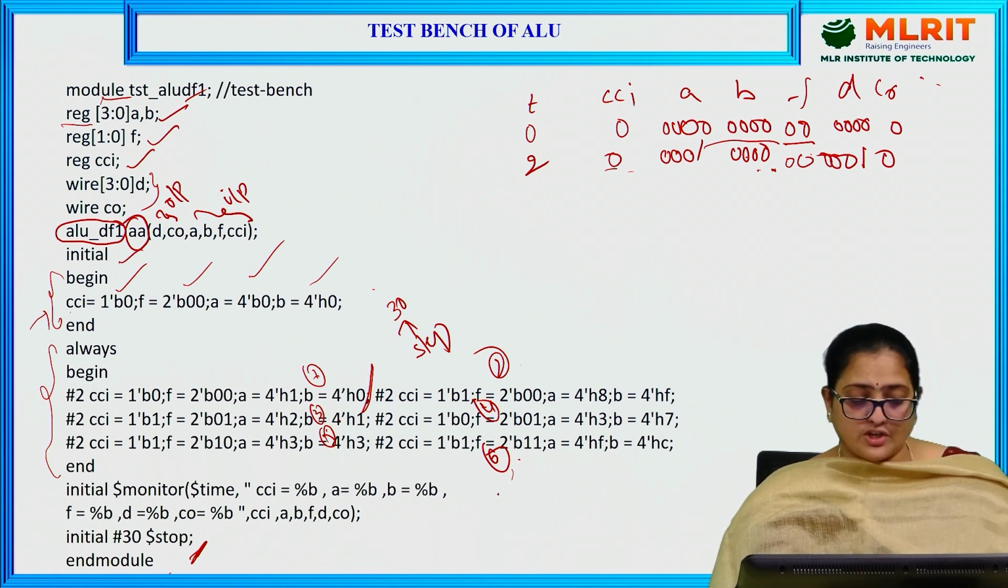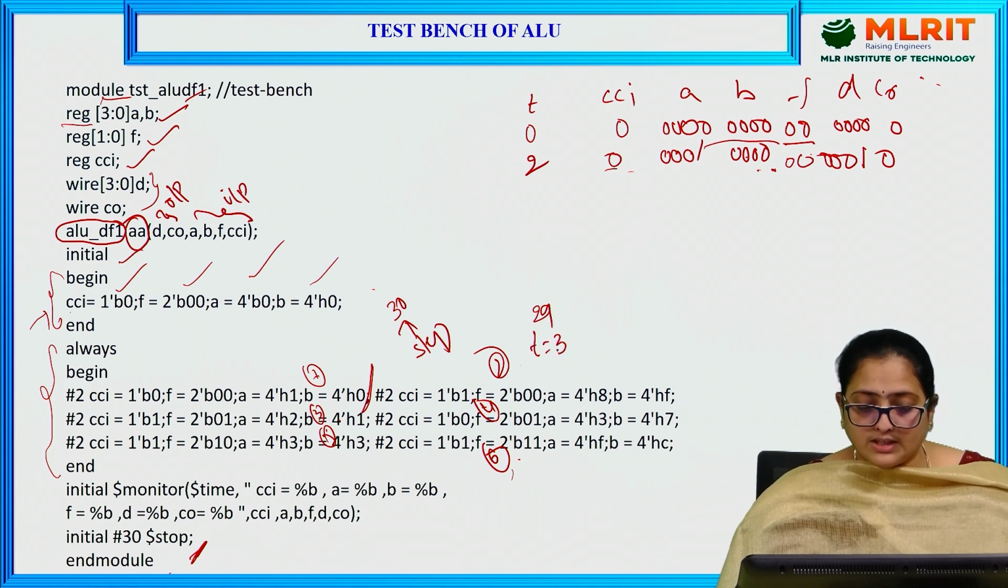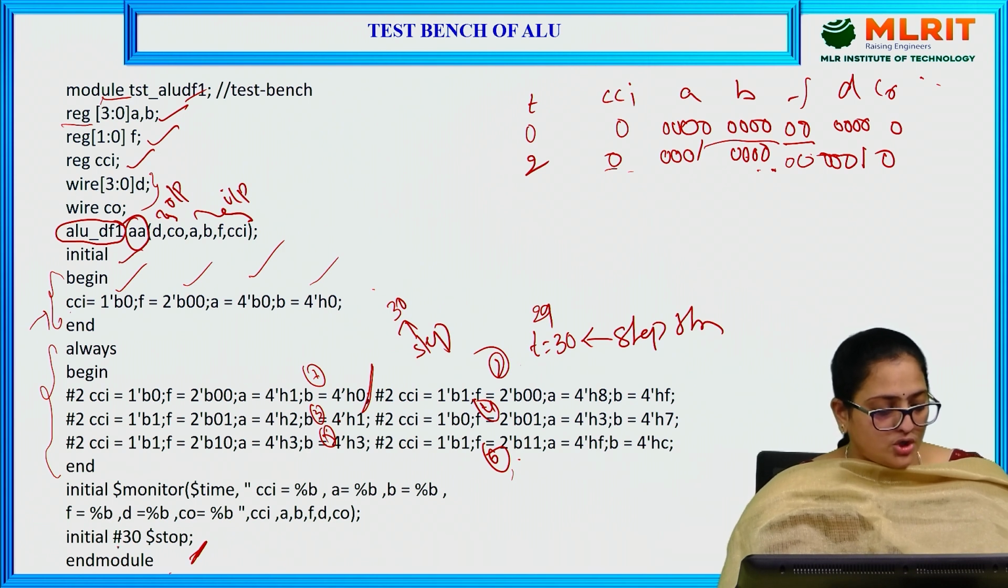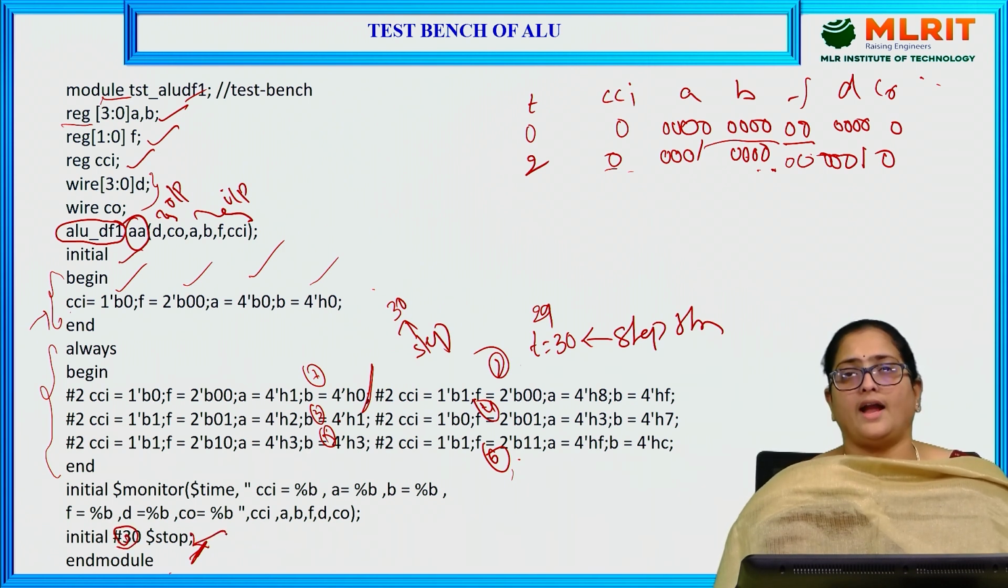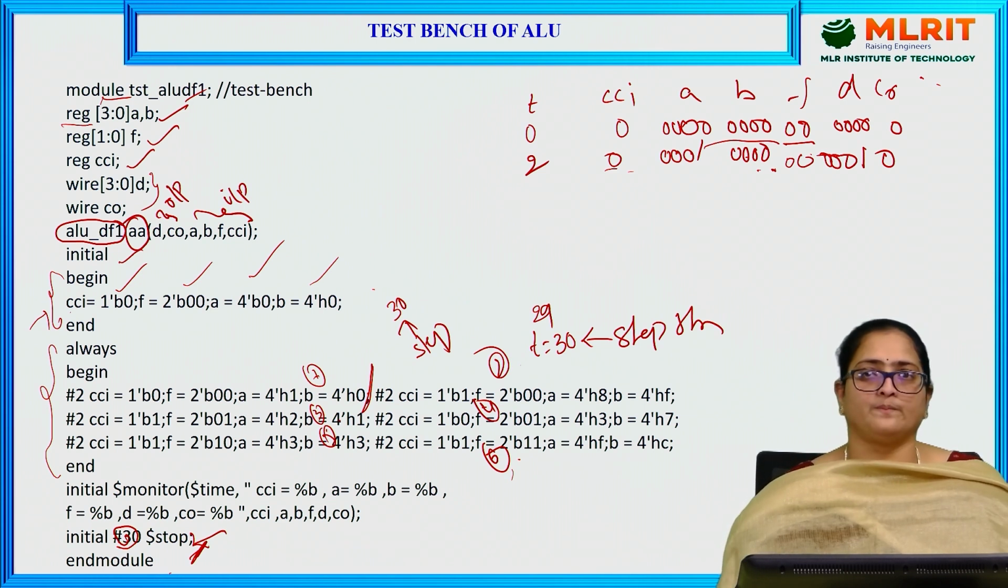And these iterations repeat till t equal to 29. At the 30th time interval, it stops simulating, because I have given initial $stop at 30. At the 30th time interval, the simulation ends. This is how you can write a test bench code and design description for an ALU.